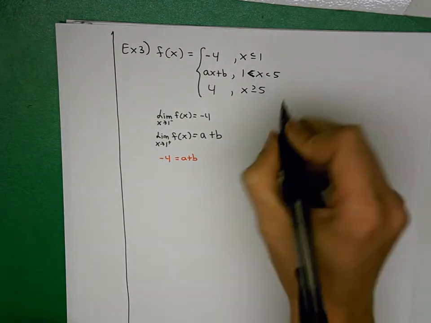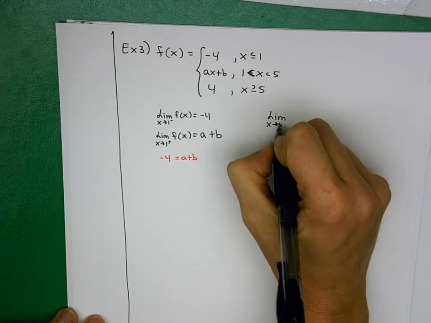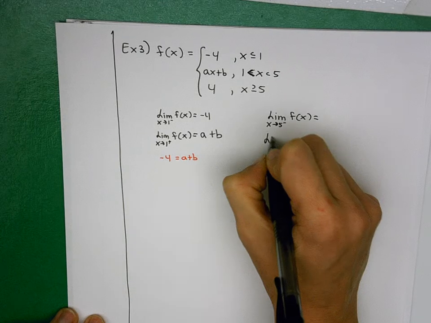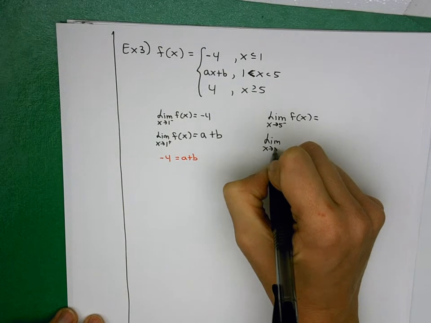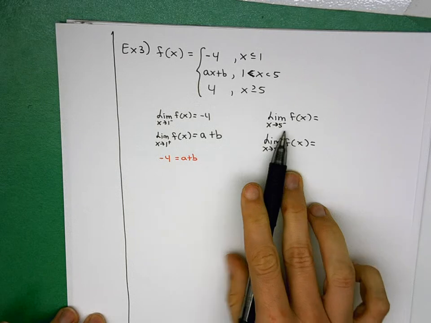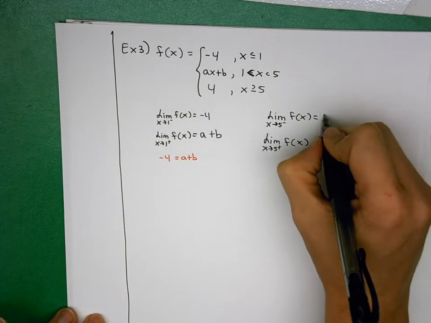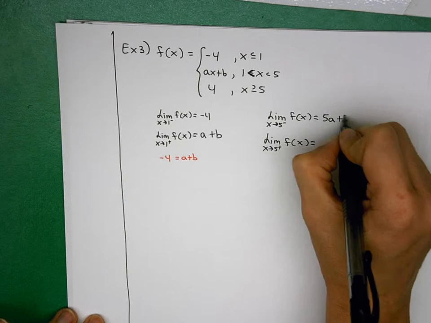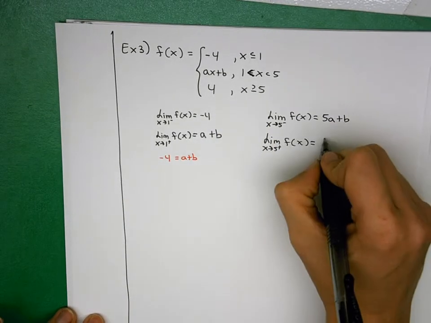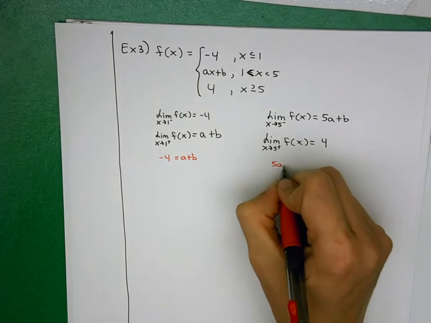Okay? My other set of limits is the 5 side: the limit as x approaches 5 from the left, and the limit as x approaches 5 from the right. Approaching 5 from the left is this middle function, a times my x, which in this case my x is 5, so it's going to be 5a plus b. And 5 from the right is this bottom function, which is 4. And those two functions are going to be equal.